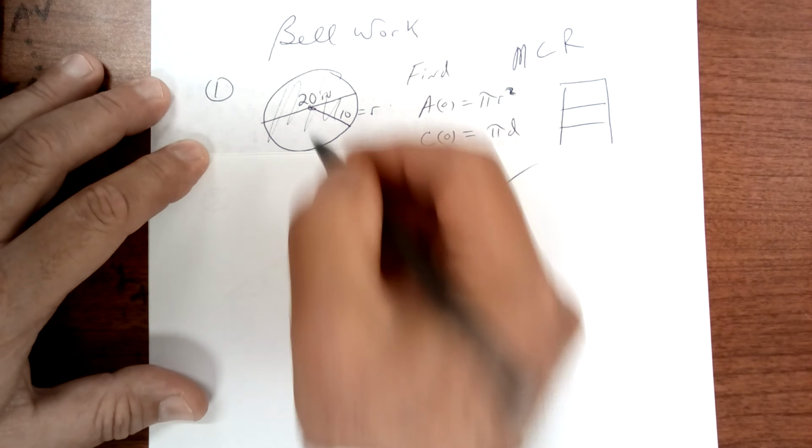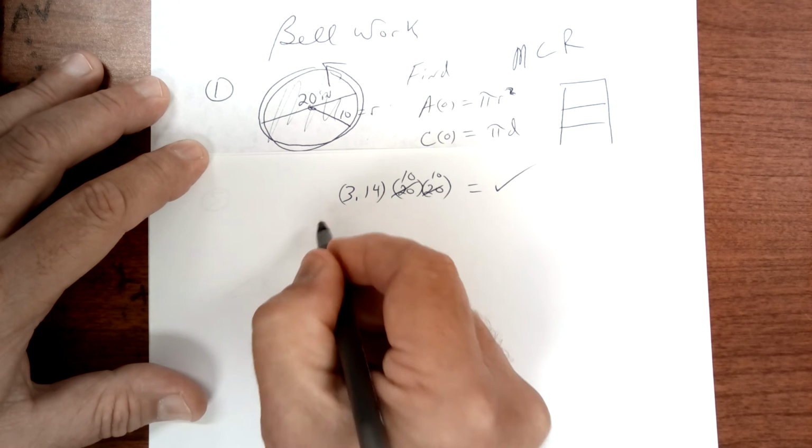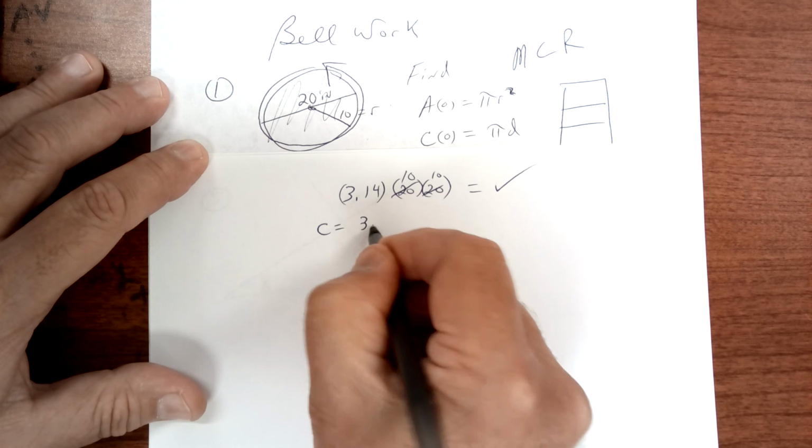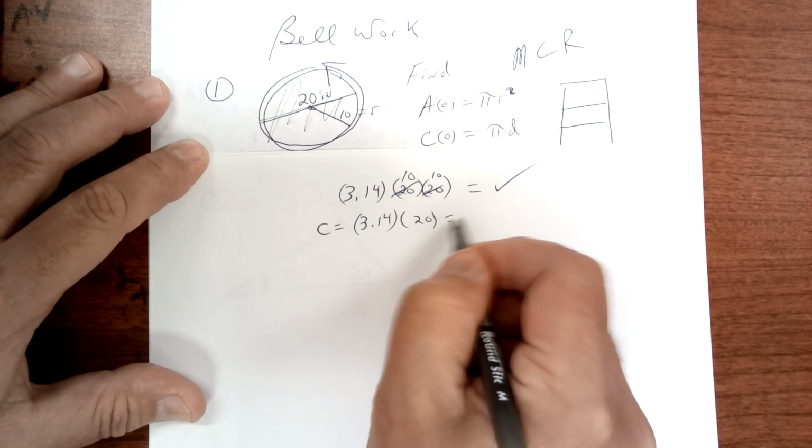Circumference is like if you walk around this circle 1 lap. If you walk around 5 laps, you'd multiply by 5. So circumference is equal to pi times the diameter. The diameter here is 20. Use your calculator, and you got your answer.